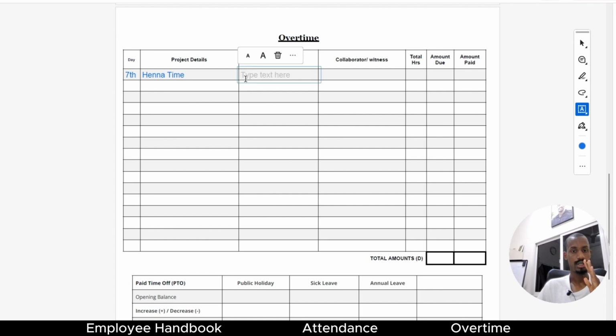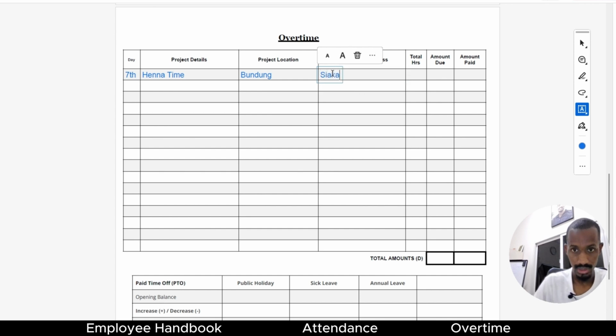Location, Bundung. I did it at Bundung. I was with who? Let's say I was with Siaka Kamara. I put the full name. Normally I should put the employee code, but due to limited space, just put the full name there. And I was with Siaka.